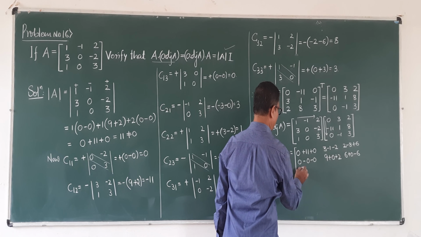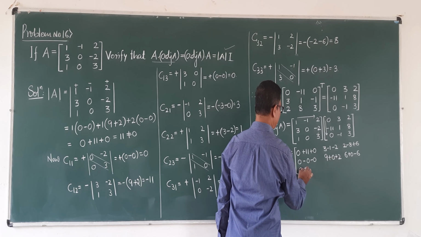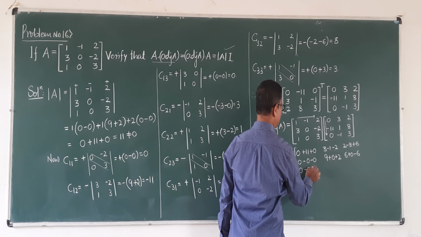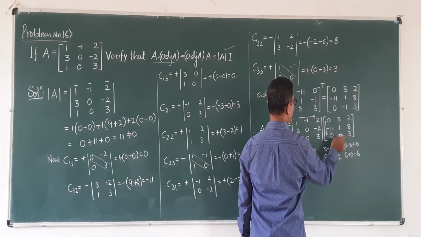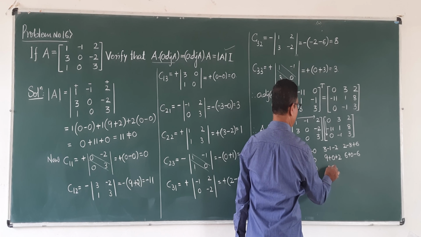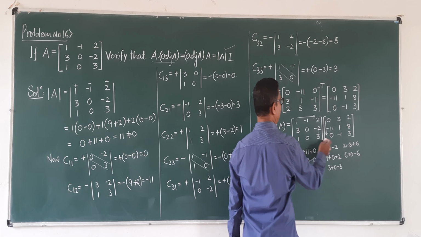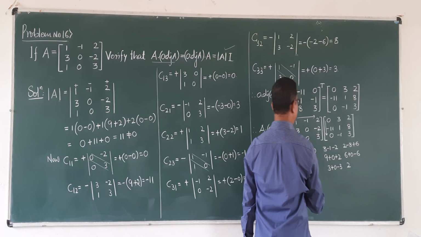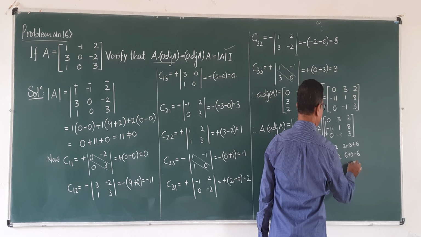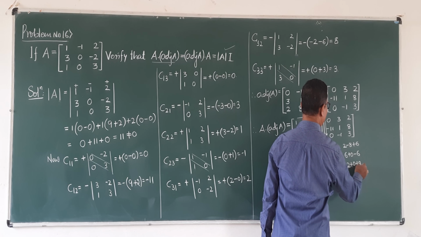Third row by first column: 1 into 0 is 0, 0 into minus 11 is 0, 3 into 0 is 0. Third row by second column: 1 into 3 is 3, 0 into 1 is 0, 3 into minus 1 is minus 3. Third row by third column: 1 into 2 is 2, 0 into 8 is 0, 3 into 3 is 9.